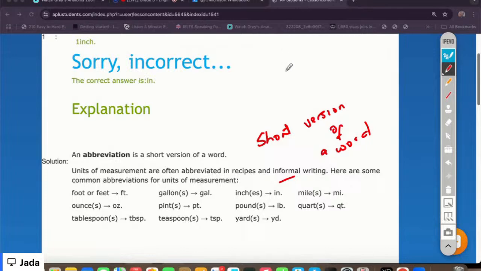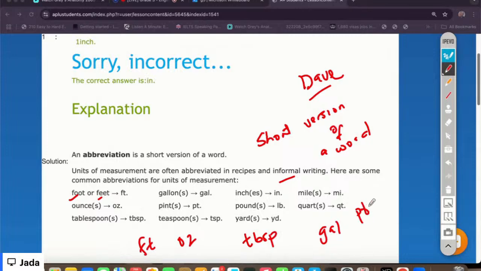Yeah, exactly. It's just like abbreviating your name from David to Dave. So we have foot, feet is FT. Ounces, we have OZ for the ounce. Tablespoon, we have TBSP. Gallon is gal. Pint is PT. Then teaspoon is TSP.